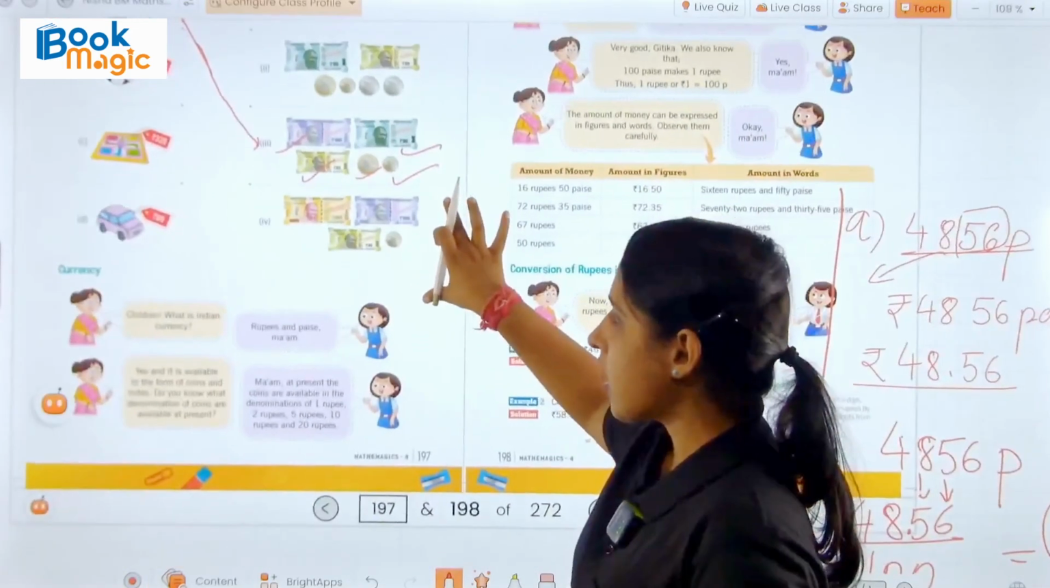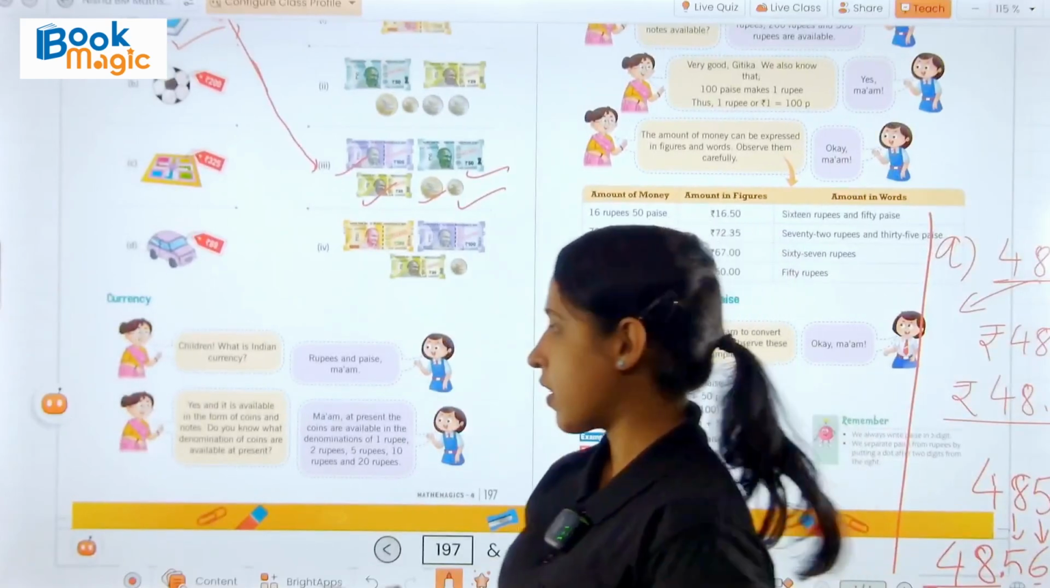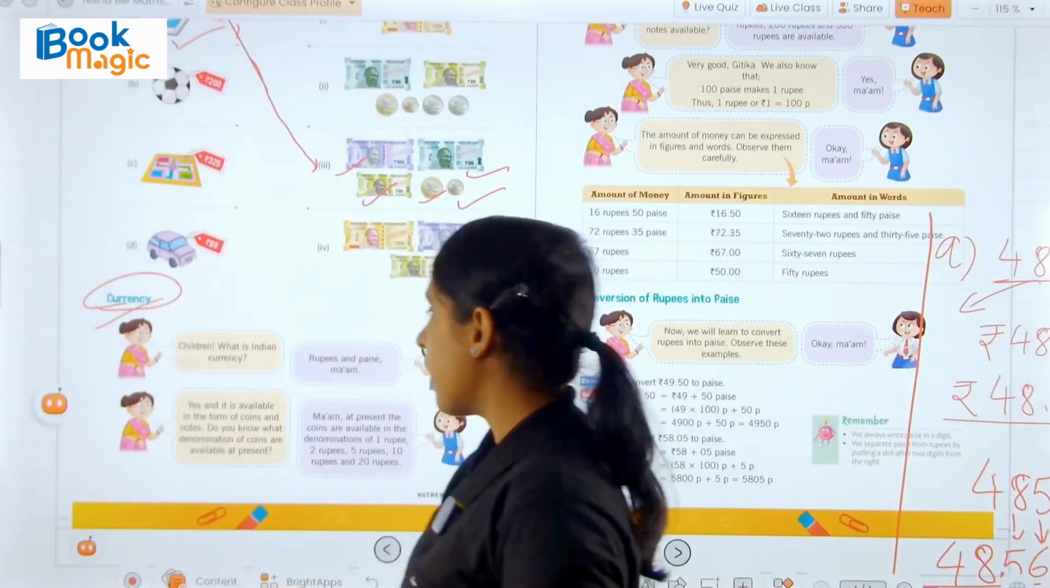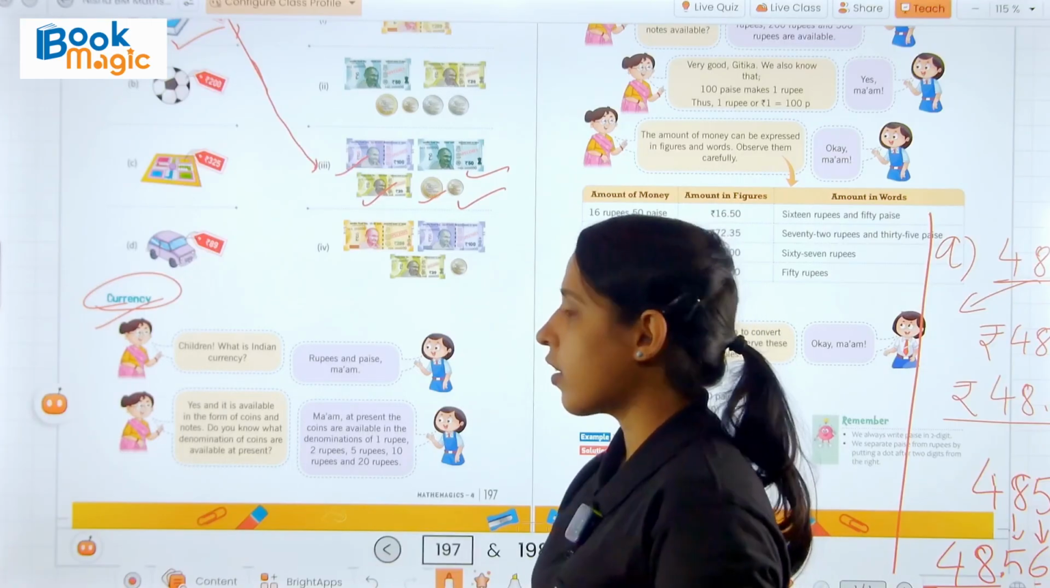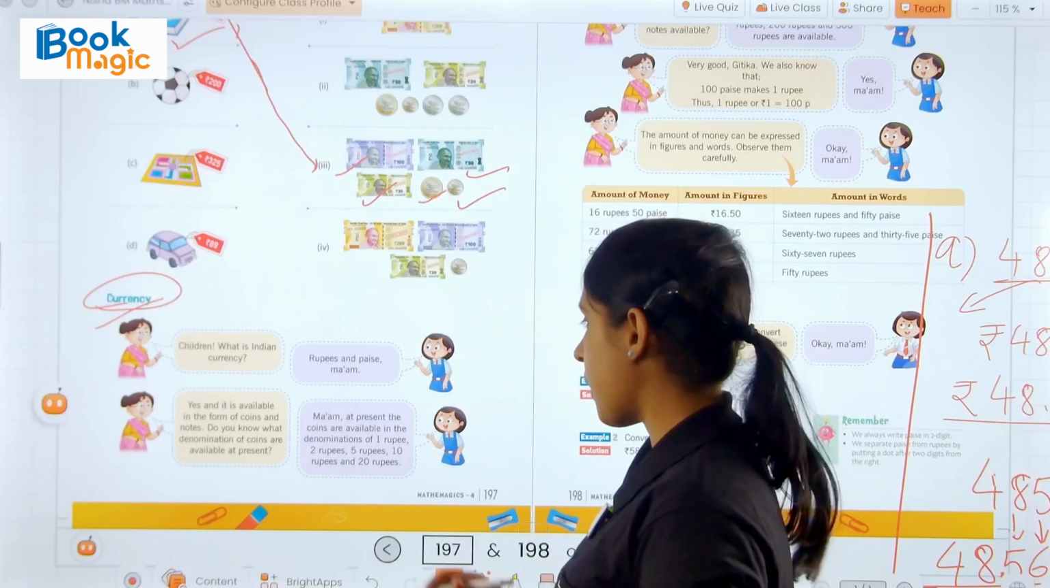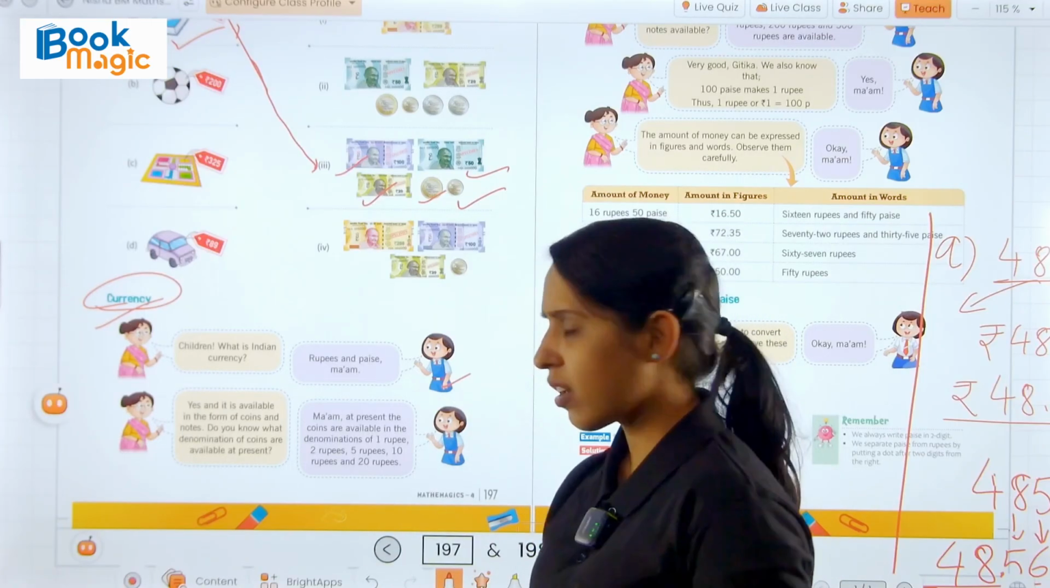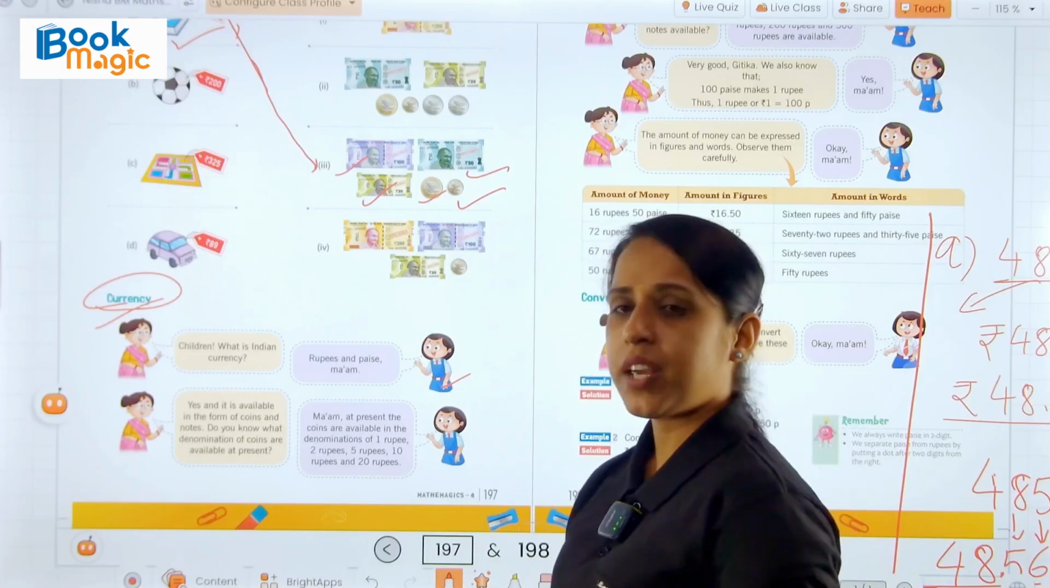Now we will learn about currency. So what is currency? Here the teacher asked the students, children, what is Indian currency? Then चेतना रिप्लाइड रुपीज एंड पैसे.